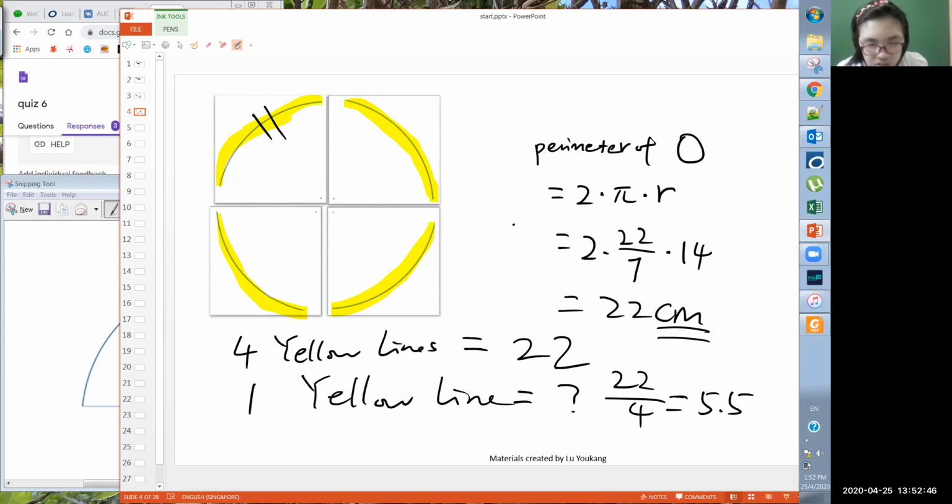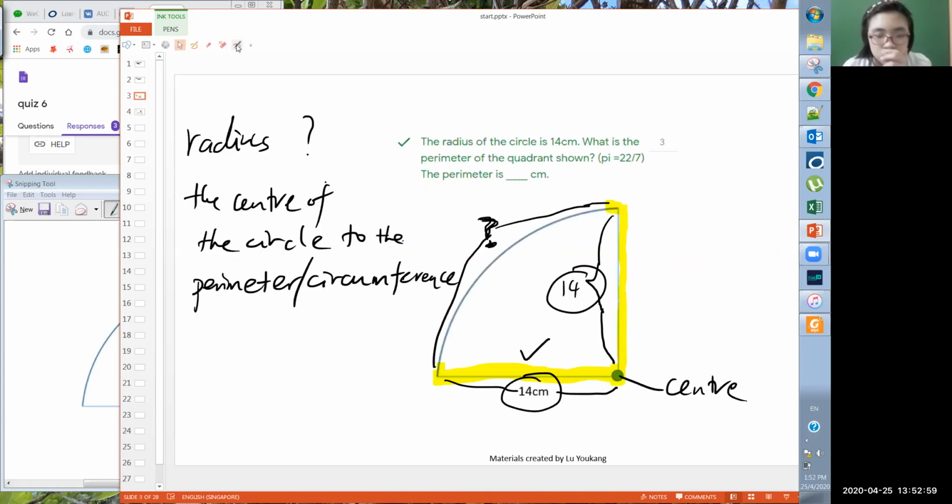Okay. So that means the yellow line here, one of them, the answer is 5.5, right? Yeah. Okay, good. One yellow line is 5.5. That means the question mark here is equal to 5.5. So now can you find out the parameter or not? You just now say use what operation? Plus. Yes. So parameter equals to which one plus which one, right?